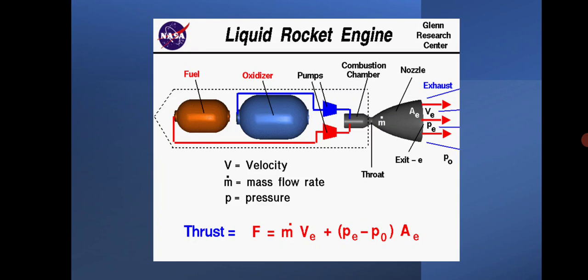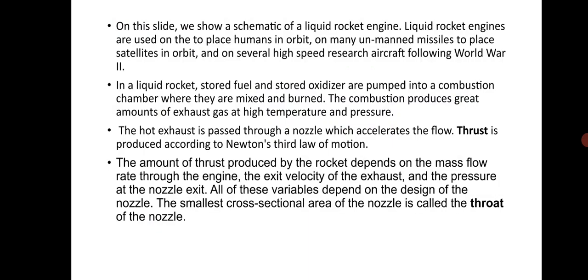Here is the thrust equation. F is equal to mass flow rate m dot times VE plus (PE minus P naught) times AE. The thrust equation is the same for both solid and liquid rocket engines. On this slide we show a schematic of a liquid rocket engine. Liquid rocket engines are used to place humans in orbit, on many unmanned missiles, to place satellites in orbit, and on several high-speed research aircraft following World War II.